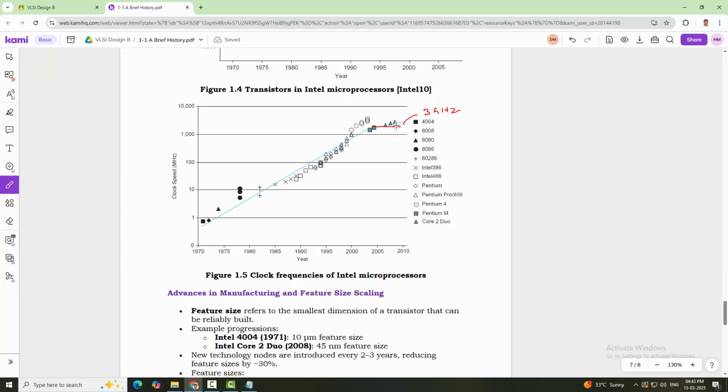And as I mentioned earlier, this has a power limit. We can't increase a single processor beyond 3 gigahertz due to the power limit. From 2005 onwards, the clock frequency has become stagnant. Instead of having a single processor with higher clock frequency, a better solution is going to be using multiple cores.